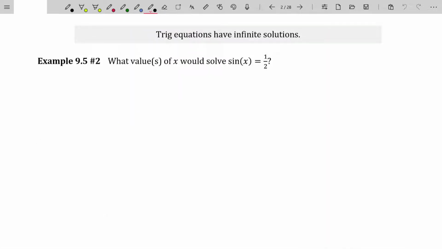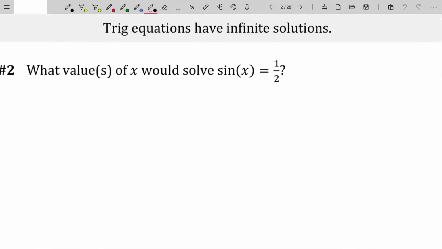The next thing you need to be highly aware of is that trig equations have an infinite number of solutions. This is something that I just mentioned a moment ago, but here we go. What value or values of x would solve sine of x equals 1/2? Well, we know, again, from the previous page, that the reference angle is pi over 6, and we have solutions in quadrants 1 and 2.